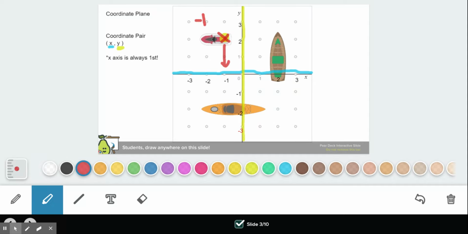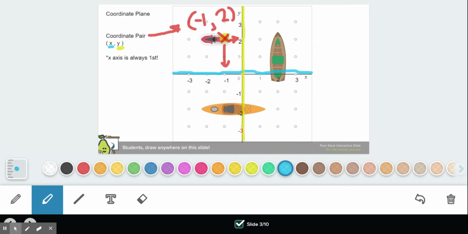So we write -1 and we're going to do comma, and then we're going to go over here to the Y value. And we can see that the Y value is 2. So we're going to write 2. And then we're going to put parentheses around it. So that is the coordinate pair for the back side of that boat.